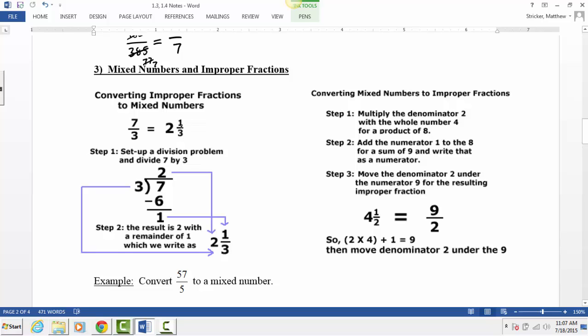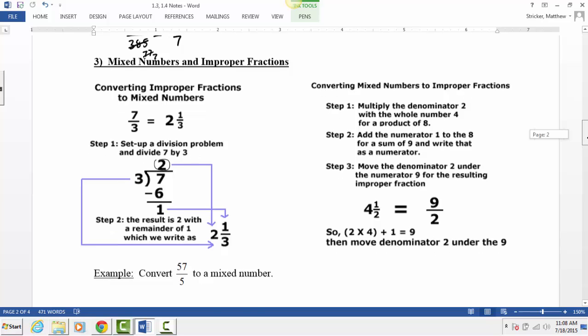If we want to convert an improper fraction to a mixed number, the first thing we do is divide the numerator by the denominator. With long division, you take 7 and divide it by 3. 3 goes into 7 2 times. 2 times 3 is 6, with a remainder of 1. So it gets rewritten with the whole number part in front, and then a remainder of 1 out of 3.